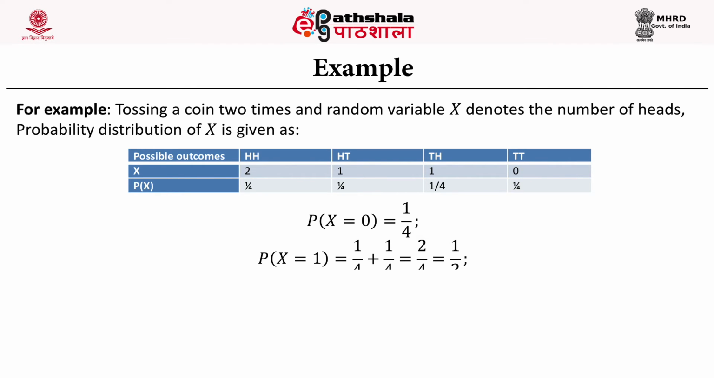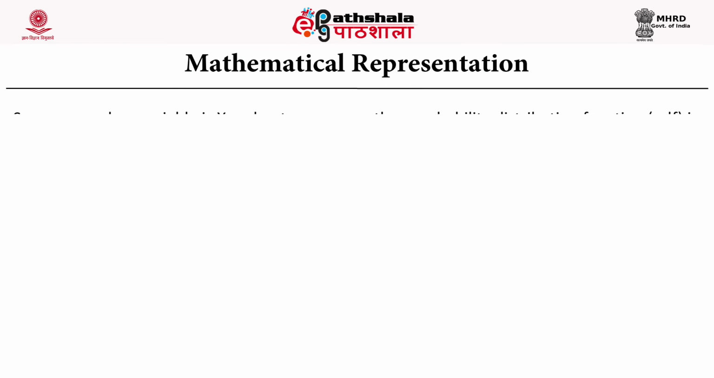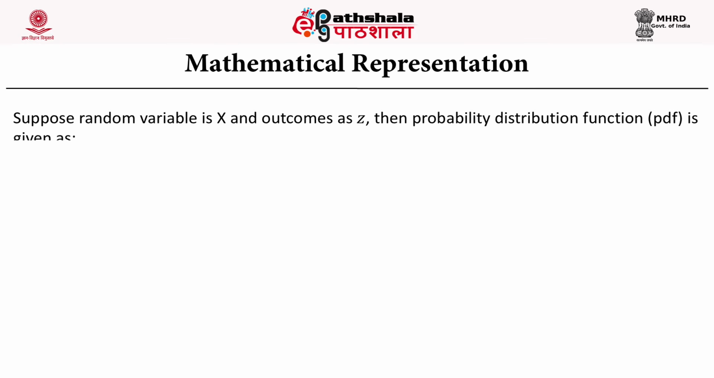So it means the probability of x equal to 0 is 1 by 4, and for the probability of x equal to 1, that means one head occurs, so we have to club the two probabilities by using the additive property of probability, that is 1 by 4 plus 1 by 4. So the answer comes out to be half. Similarly, to find the probability of x equal to 2, the answer comes out to be 1 by 4. So the probability distribution is a function which distributes the probabilities of a random variable to each outcome of the random variable.